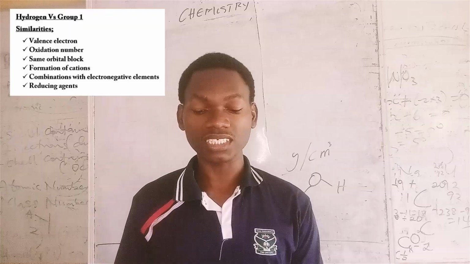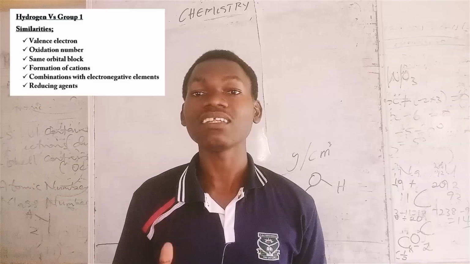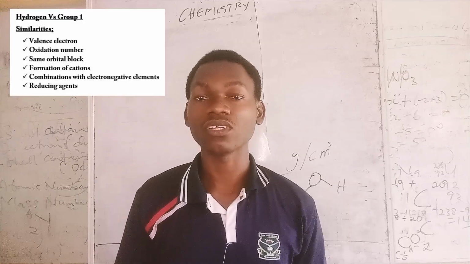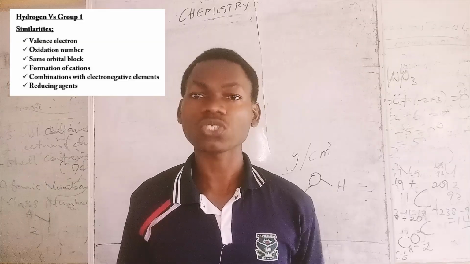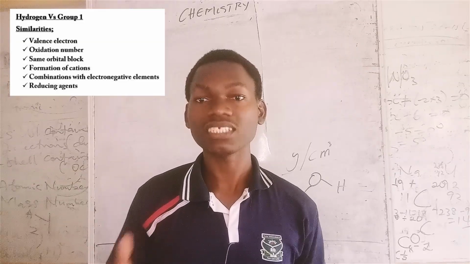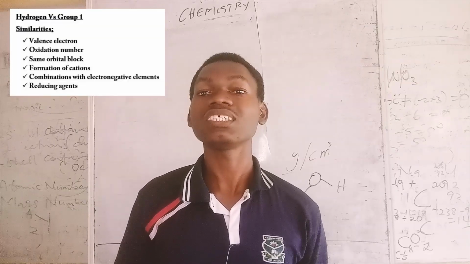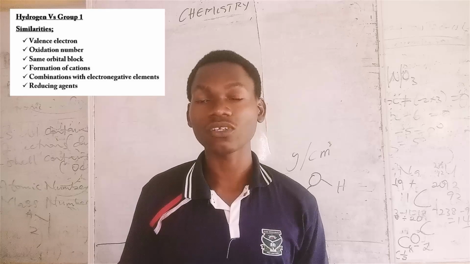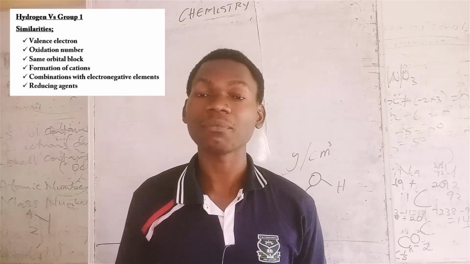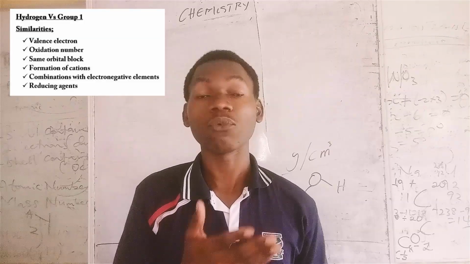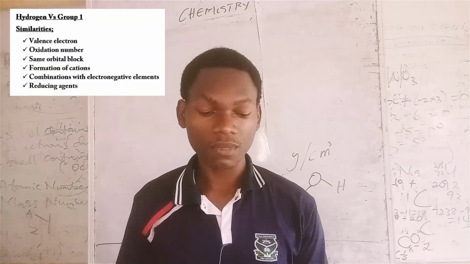Number 4 similarity is the formation of positive ions. We know that group 1 elements have the tendency of losing their valence electron in order to form a cation, right? A positively charged ion. Hydrogen also has the ability to lose its valence electron to form a cation, what we call a proton. So when hydrogen loses its one and only valence electron, it forms a cation, H+, which is called a proton. It shares the same similarity with other group 1 elements, which also lose their valence electron to form a cation.